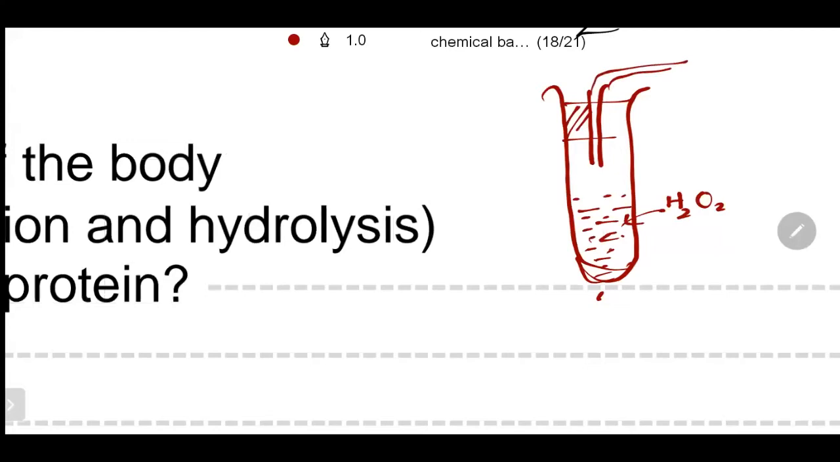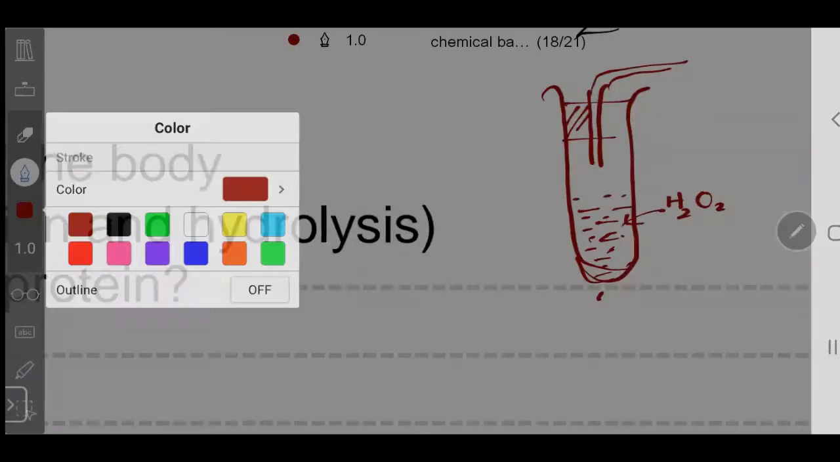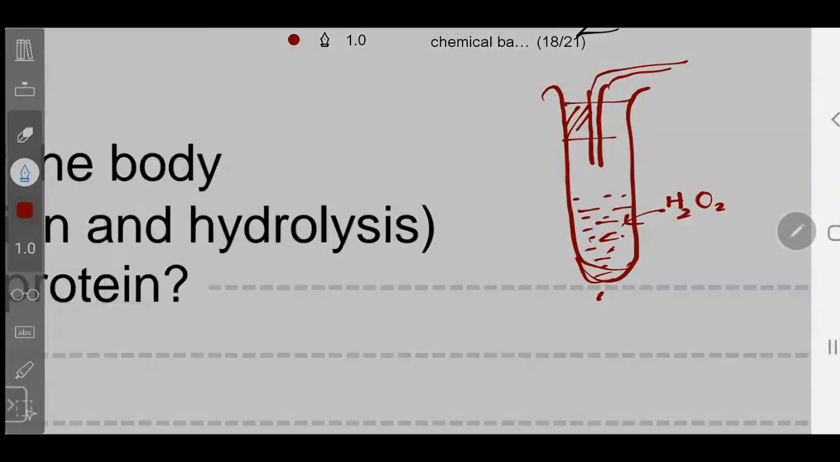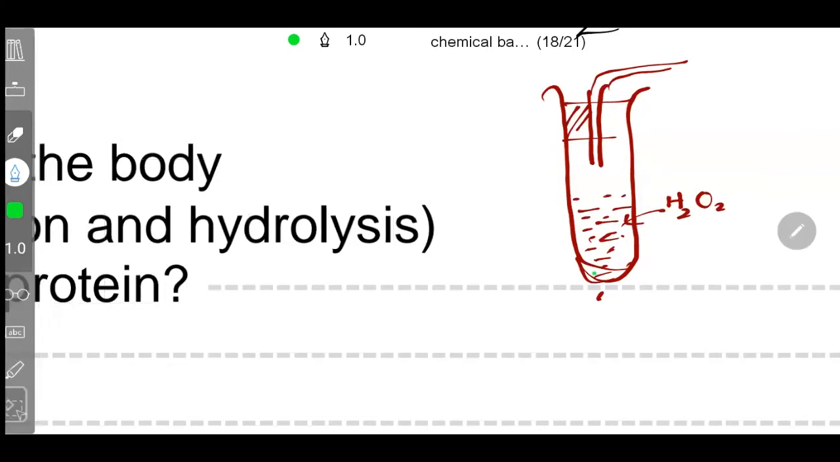But without heating that, you can do this same chemical reaction by putting manganese dioxide.